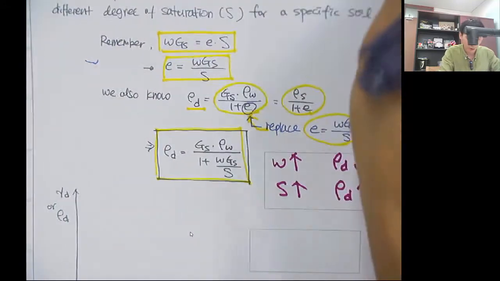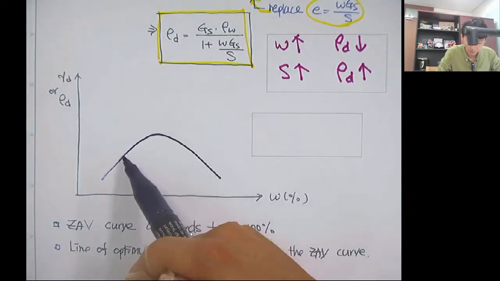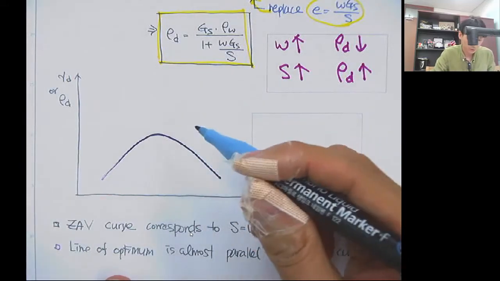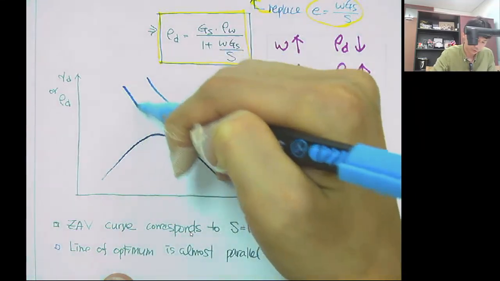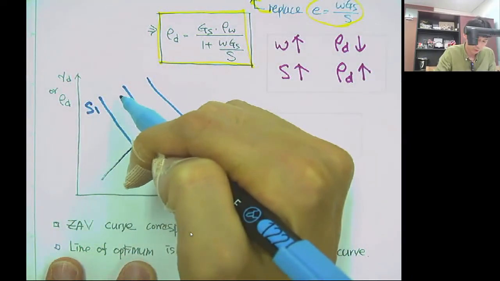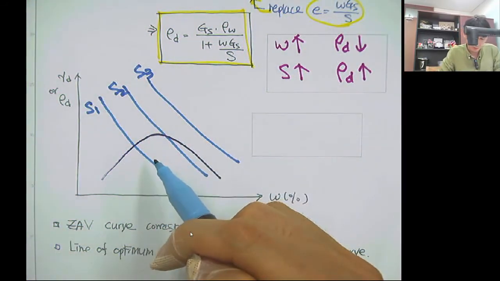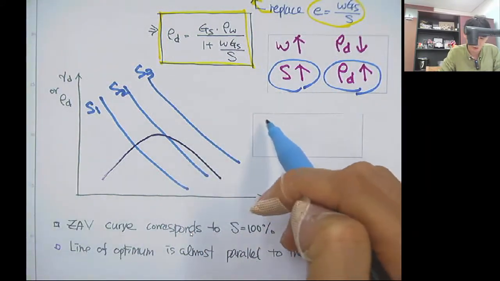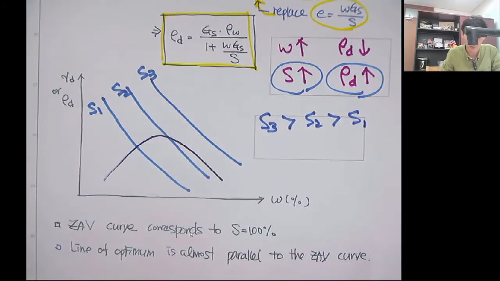So if we plot it on the compaction curve here, let's say that this is the compaction curve, then we can plot the theoretical curve, the rho_d versus w curve. So here we have one curve, another curve, and another curve. I say that this is S1 and S2 and S3. As the degree of saturation increases, the dry density increases. So we can expect S3 will be the largest, and S2 after that. S1 is the smallest degree of saturation.